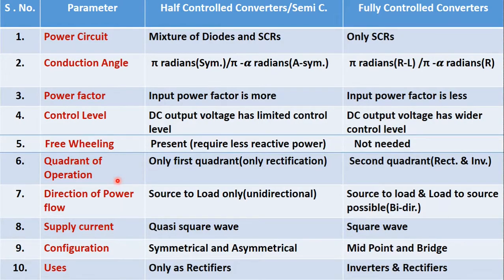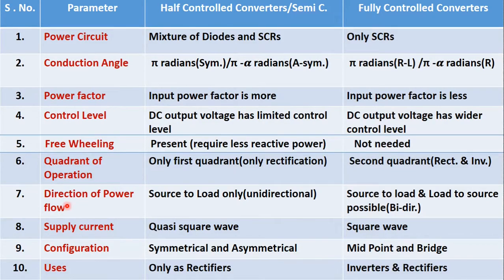Sixth one is quadrant of operation. Semi-converters operate only in the first quadrant, that means they are used only for rectification purpose, whereas fully controlled converter can operate in the first quadrant or in the second quadrant also. Therefore, they can be used for the rectification as well as for the inversion process.